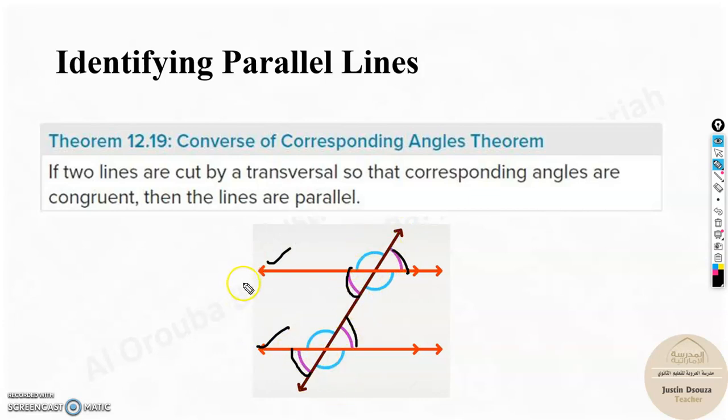Because in the previous lesson we had learned if two lines are parallel and cut by a transversal, then the corresponding angles are congruent. Now we are telling because they are congruent, they are parallel.